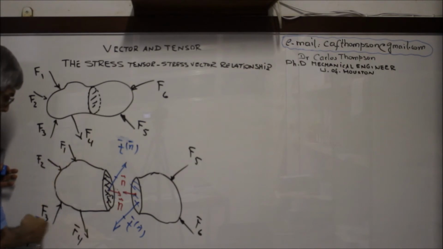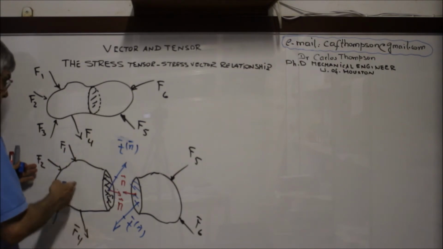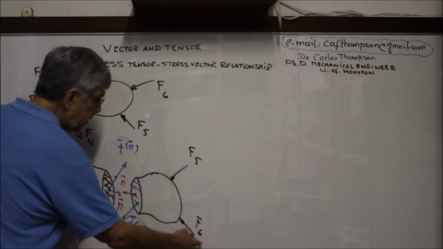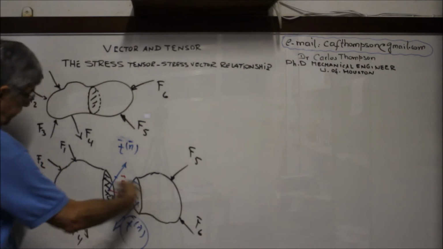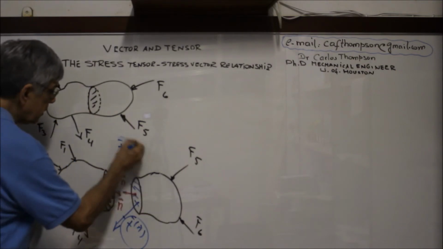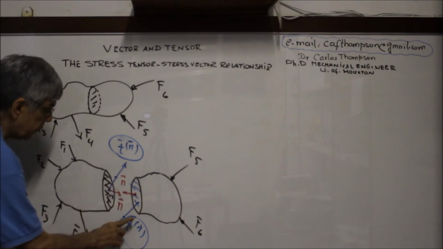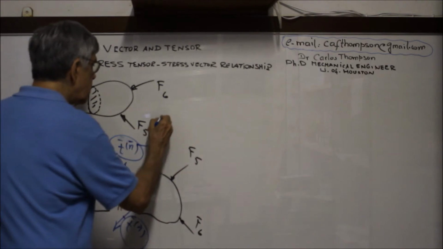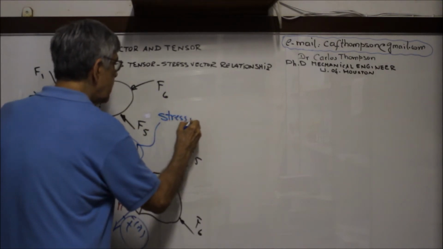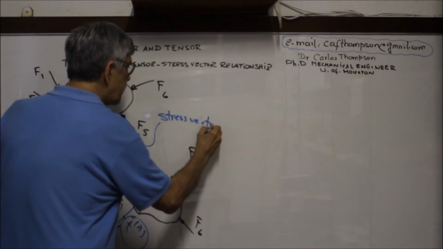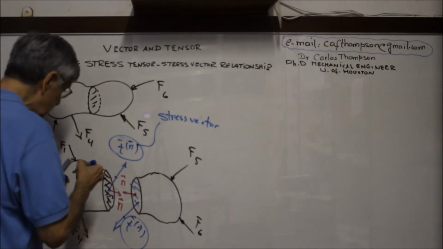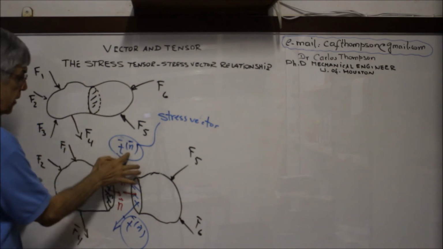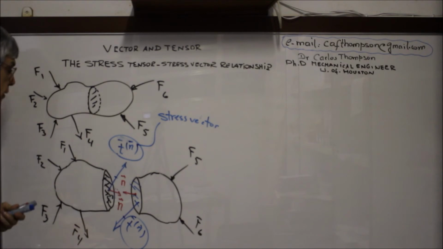So F1, F2, F3, and F4 result in this here. Now F5 and F6 influence the left part of the body, and this is in equilibrium, so this direction is opposite to this direction. That's what you call a stress vector, which depends on n. If I change the inclination of this cut, you'll get another one here because n will change.